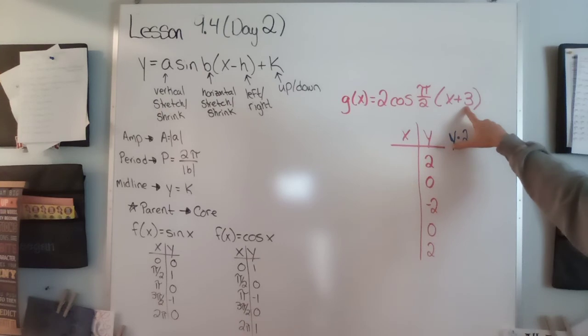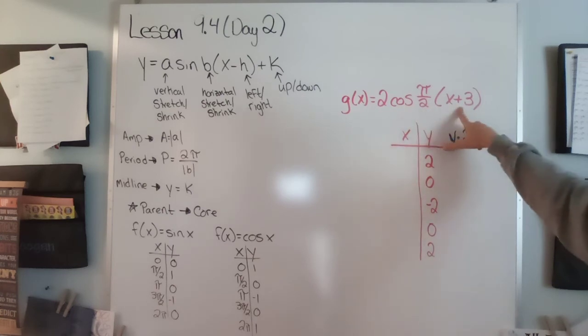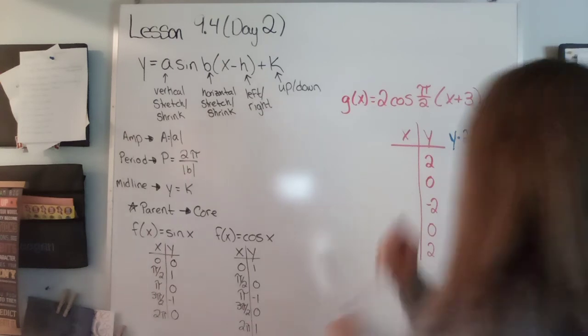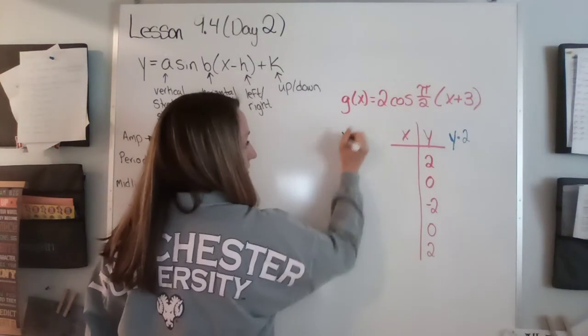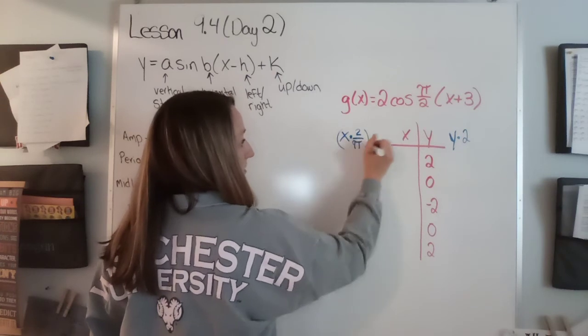And do you remember, are we shifting right or left? We're moving left 3 units. So that means I'm going to multiply by the reciprocal and subtract 3. All right? So all of your x values are going to get multiplied by 2 over pi. And then after you do that, you're going to subtract 3.